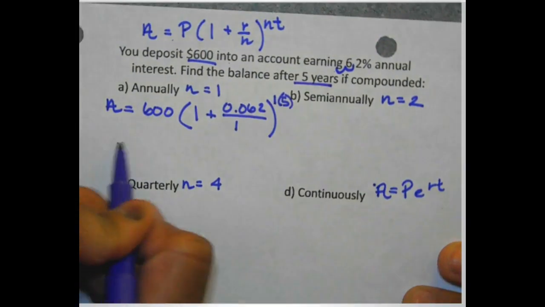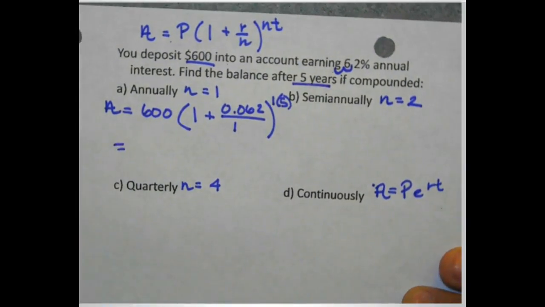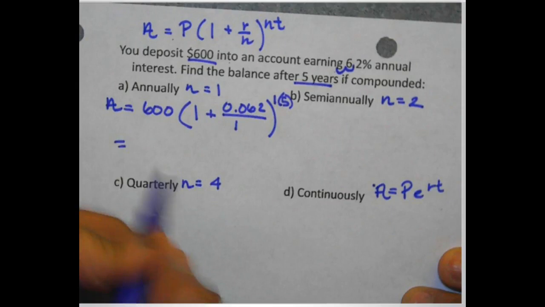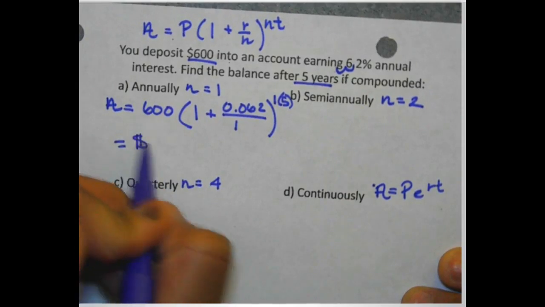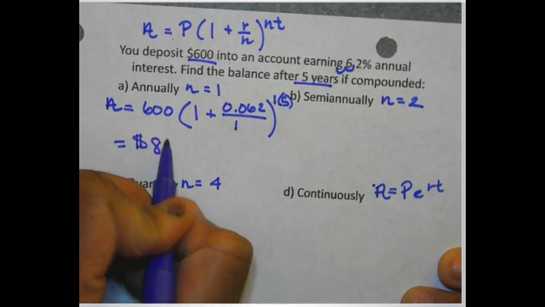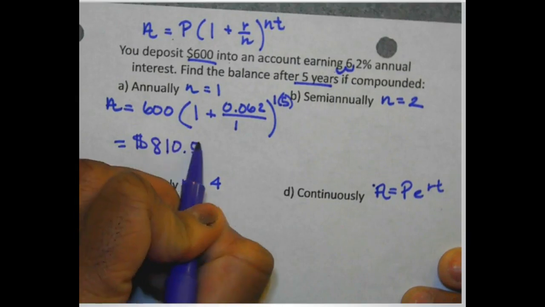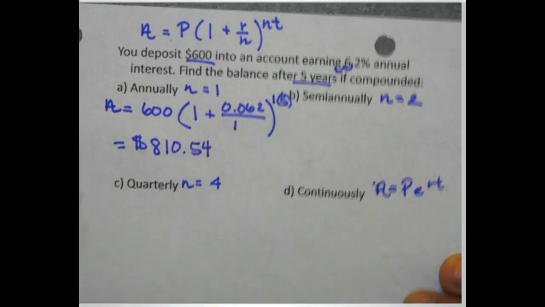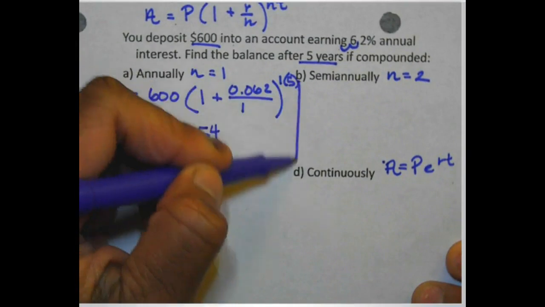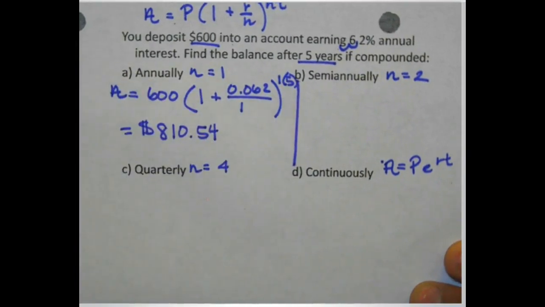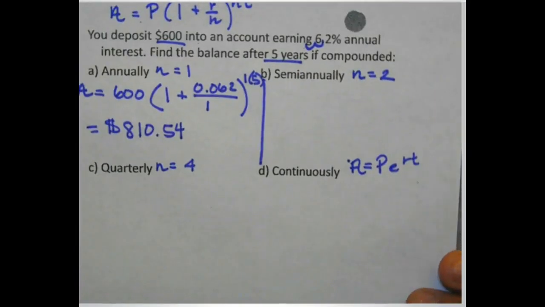And then I'm going to punch some numbers into my calculator, as you can and you should if you'd like to. And I'm going to find that this is $810.54. And again, if you struggle with using your calculator at this point, then I would like for you to go ahead and just check in with your teacher so she can give you a quick tutorial.